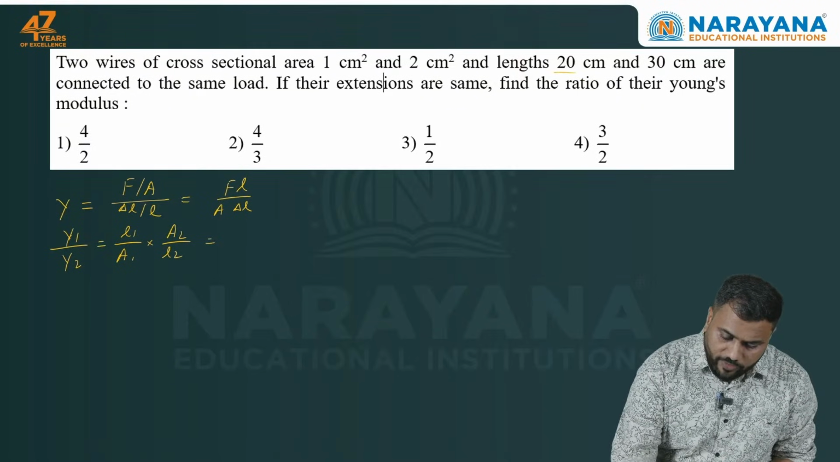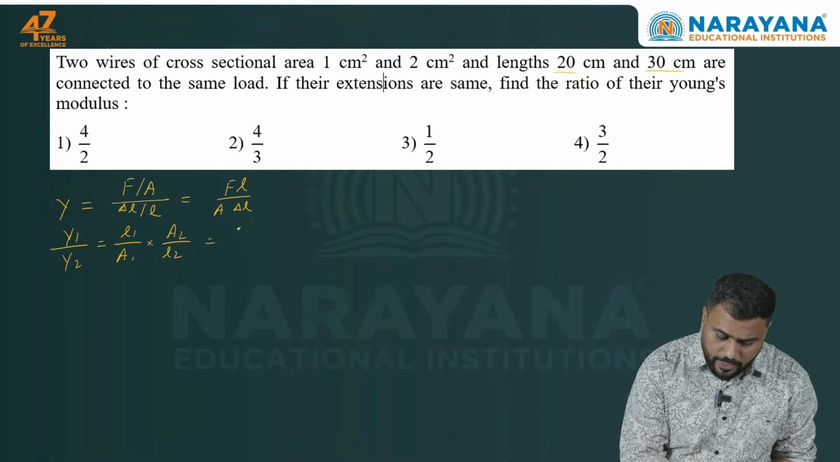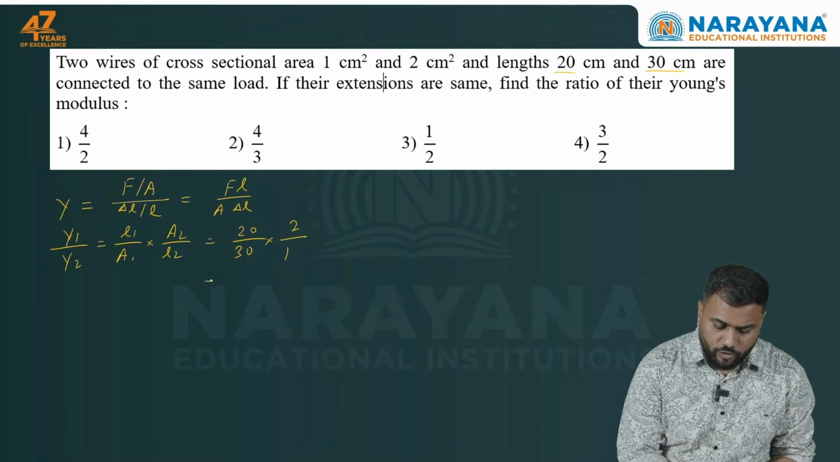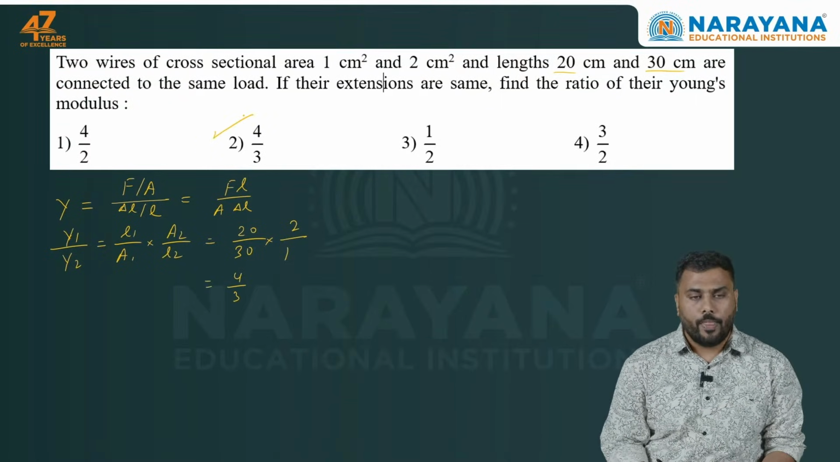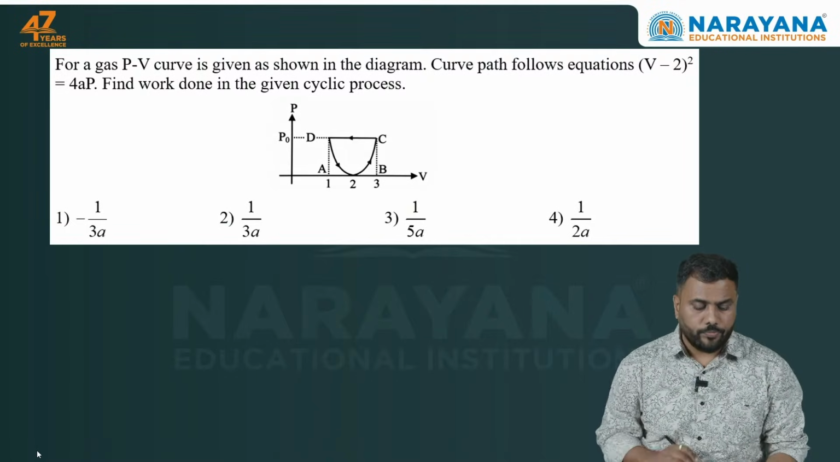The length of the first wire is 20 and the second is 30. So this is 20 by 30. The area of the second wire is 2 and the first wire is 1. So if I see, this ratio is 4 by 3, that is option number 2. Let's go to the next question.